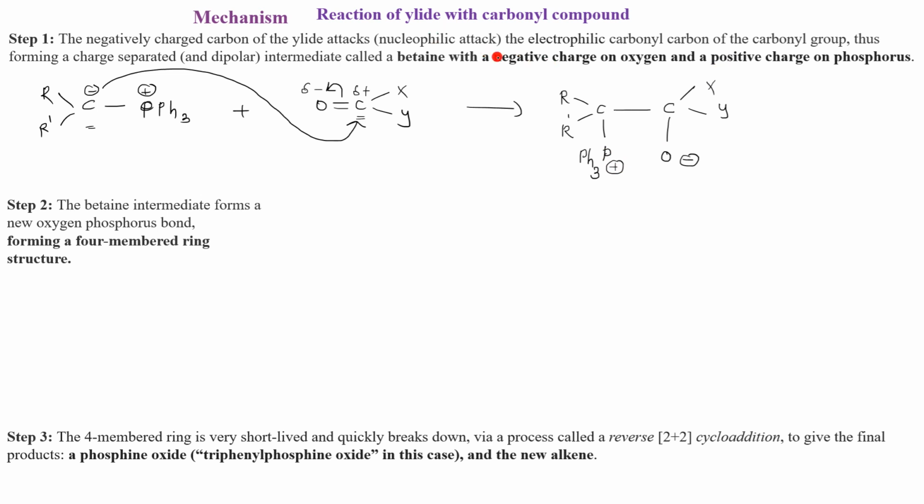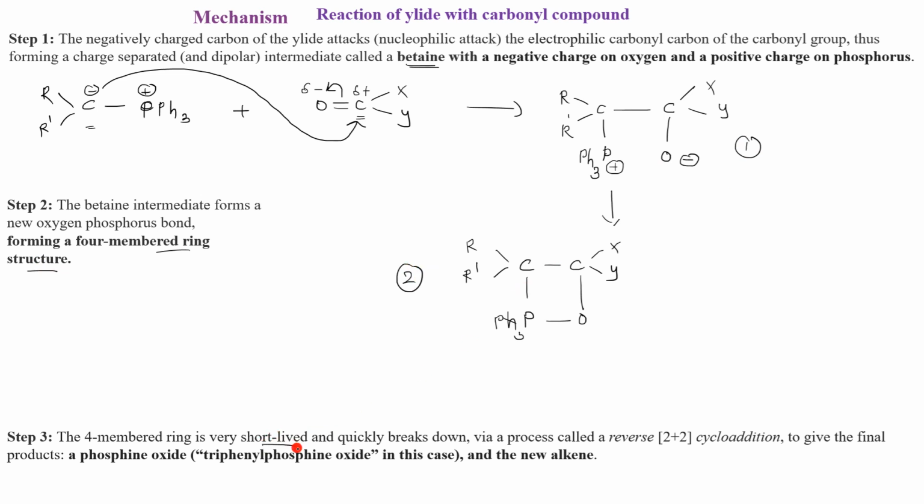This type of structure is called a betaine, which has a negative charge on oxygen and a positive charge on phosphorus. Once this betaine is formed, there is bond formation between phosphorus and oxygen, because the negative charge and positive charge are in the vicinity, so they will easily form a bond. So this is your PPh3, right? This is a four-membered ring which is formed. It's an intermediate. So the first intermediate is this betaine intermediate. The second intermediate is your four-membered ring structure.